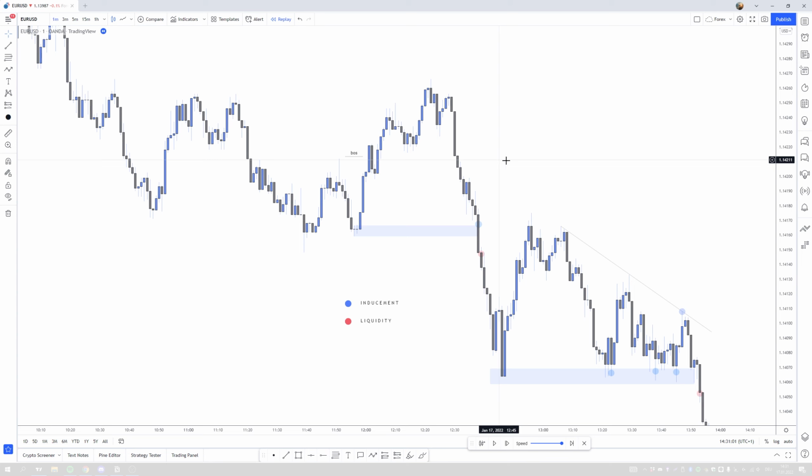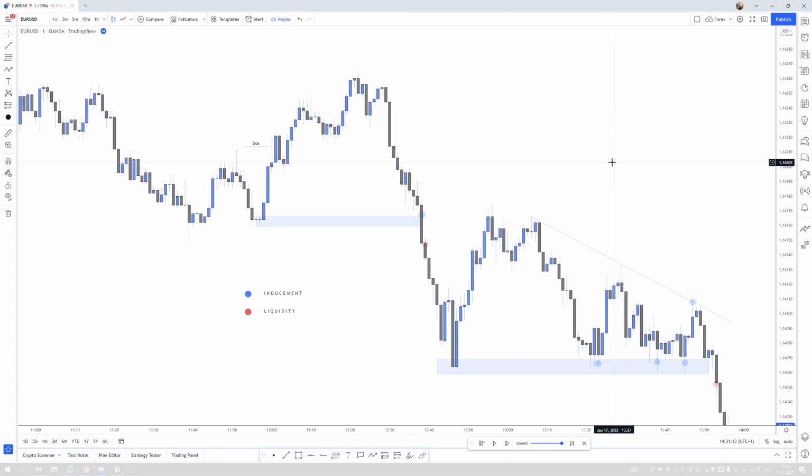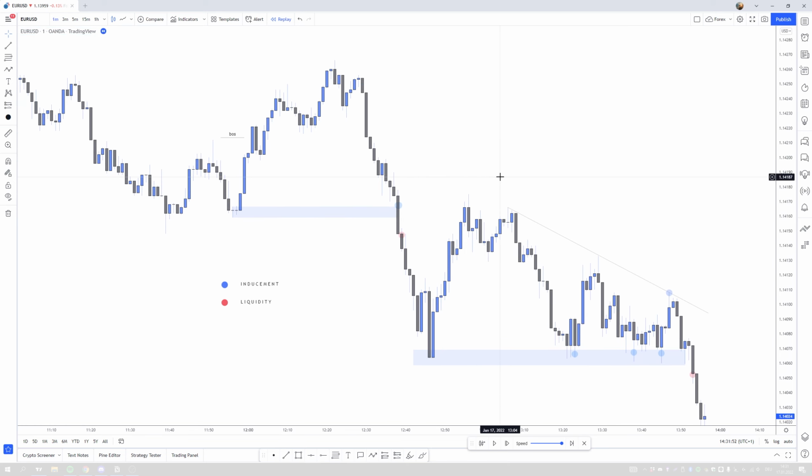But how does inducement help us? We can use this information to see where the liquidity really is. As you can see, we transition over to liquidity now, and I will explain to you what liquidity really means. Liquidity doesn't take people into the markets, it takes them out of the markets. And now let's go over some examples of liquidity.